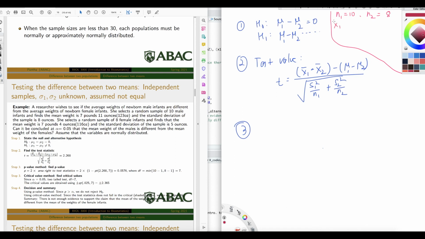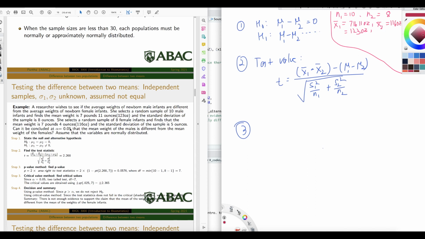What is x1 bar? It is the average of the males, which is 7 pounds 11 ounces. It is better to write the 7 pounds 11 ounces in terms of ounces only, which will be 123 ounces. For the second sample, the sample average is x2 bar equals 116 ounces.